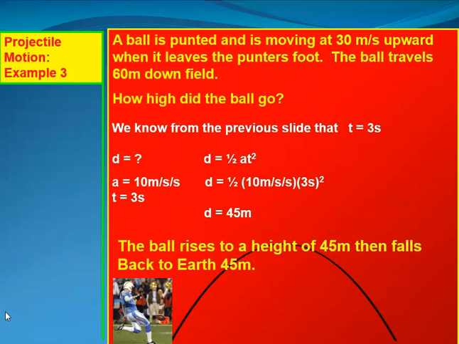A ball is punted and is moving 30 meters per second upward when it leaves the punter's foot. The ball travels 60 meters downfield. How high did the ball go? Well, we know from the previous slide that it went up for 3 seconds. So distance equals one half acceleration times time squared. And the distance is 1/2 times 10 times 3 squared. That's 45 meters. It went 45 meters in the air. The ball rises to a height of 45 meters, then falls back to Earth 45 meters.